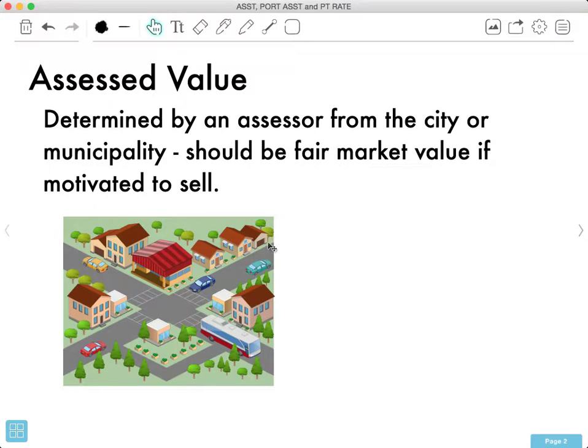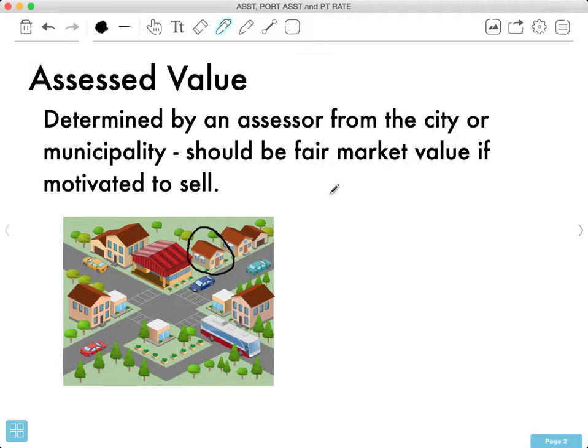What happens is if you live in a property, let's say this is your property right here, an assessor from the city or from the municipality will come by and they will take a look not only at your house and your yard, but they'll take a look at the other houses on the street. They'll take a look at where you're located in the city. They'll take a look at what amenities are close. They'll take a look at anything that might hurt your property value.